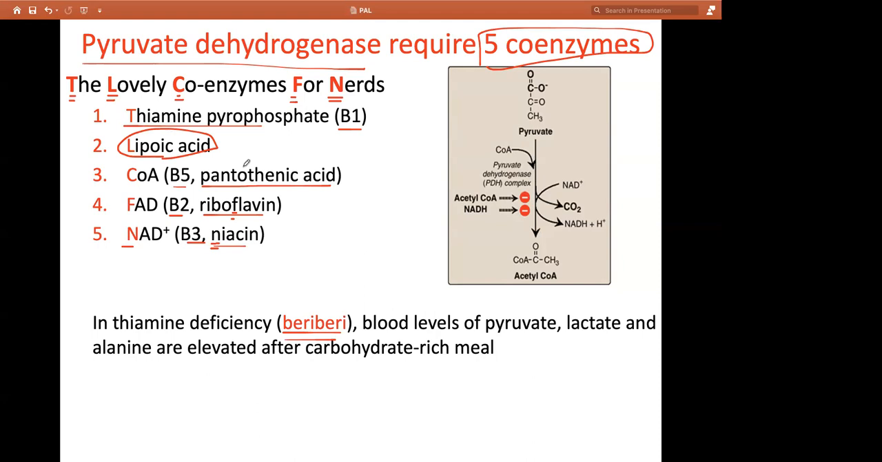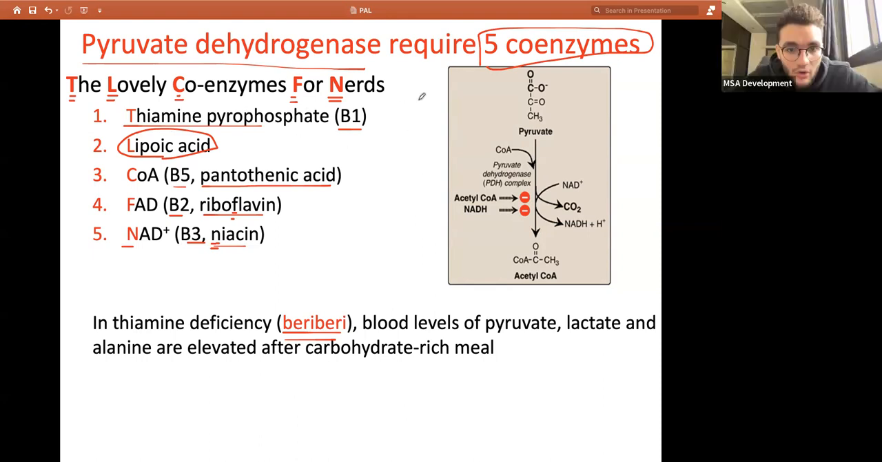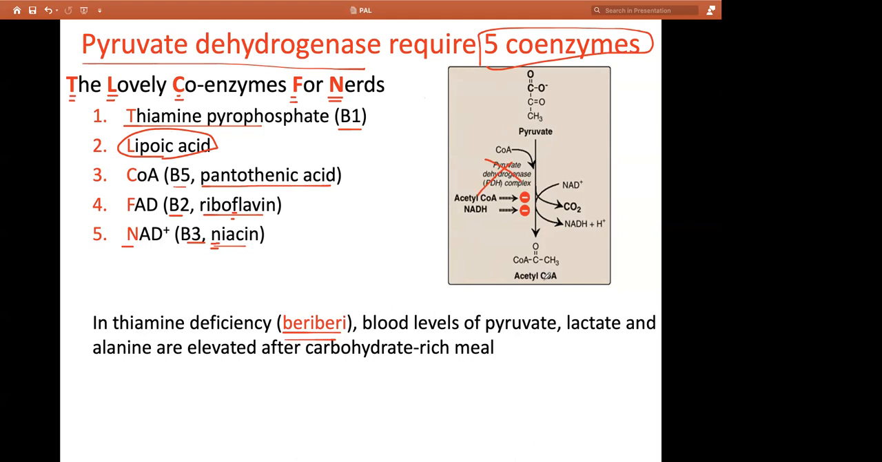It's not going to work. Okay, so it needs the 5 coenzymes to be able to work. Otherwise, it's not going to work. All right. So what happens if PDH does not work? Let's say PDH does not work. Is pyruvate going to become acetyl-CoA anymore? No. Okay, so what's going to happen to pyruvate?